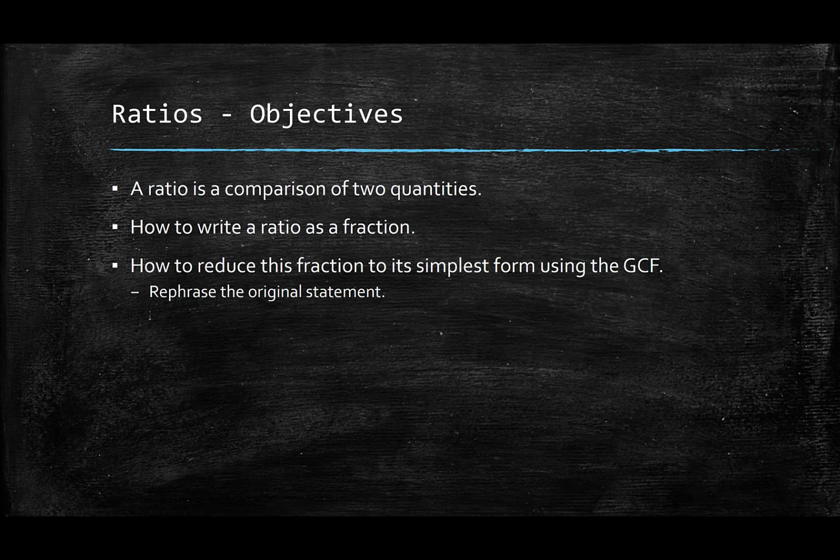So to recap the objectives of this week's lecture, a ratio is a comparison of two quantities, and it can be written as a fraction if the first number is less than the second number. Once in fraction format, if you can identify the greatest common factor between the two numbers, you can simplify your ratio. And once you do this, you can rephrase the original statement that does your comparison.